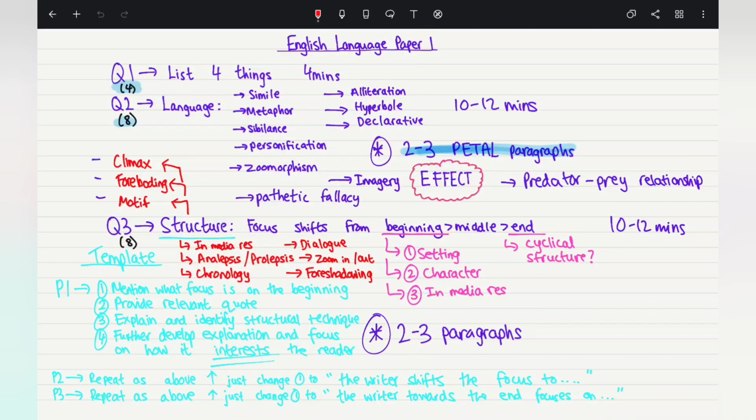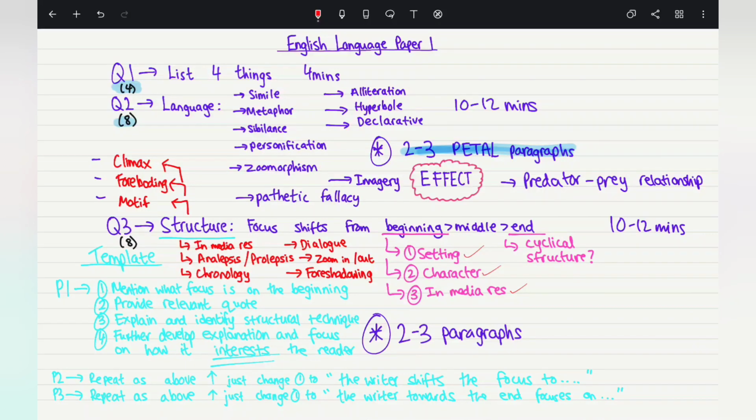For question 3, as you can see on structure, you need to identify the focus shifts from the beginning to the middle to the end. So as mentioned, in the exam on Monday, you're going to look at how the writer focuses on either number 1, the setting, number 2, the character, number 3, if they use in media res, you may want to focus on that and explore how that interests the reader. And the 4th one I forgot to add is dialogue. So these are the potential focuses at the beginning of the insert, and I can guarantee you it will be one of them on Monday. So start pre-planning, start practicing writing your answers using this formula.